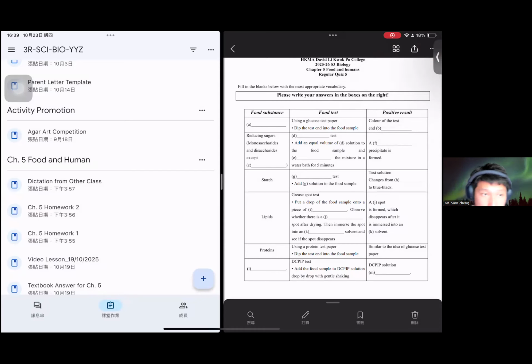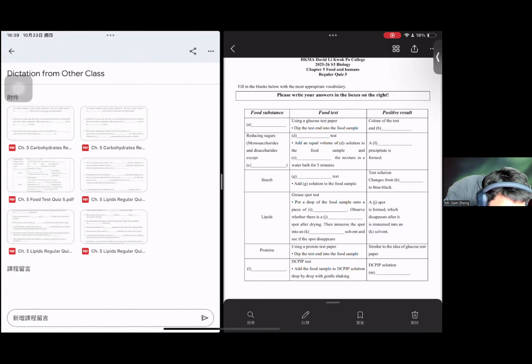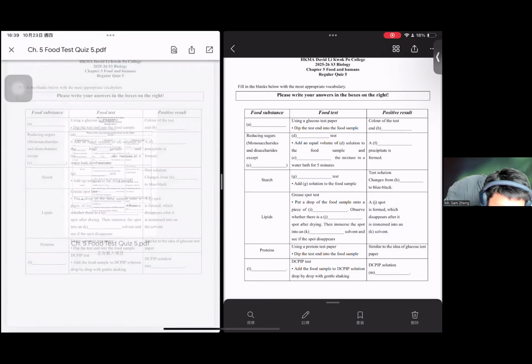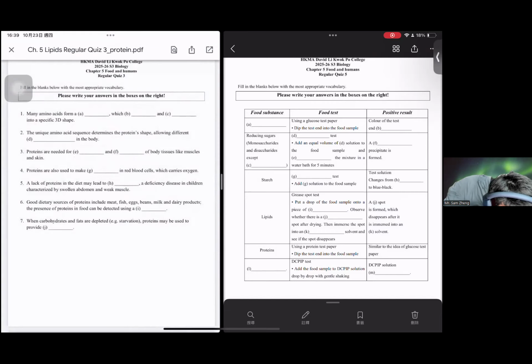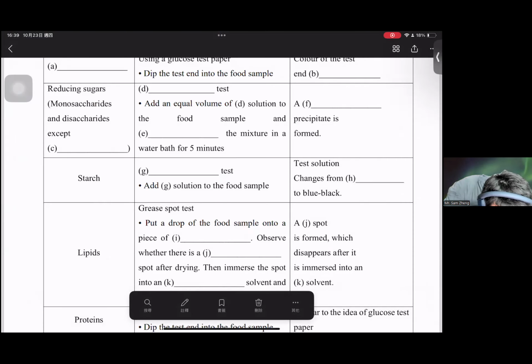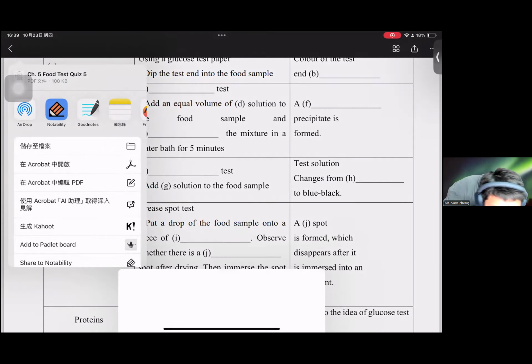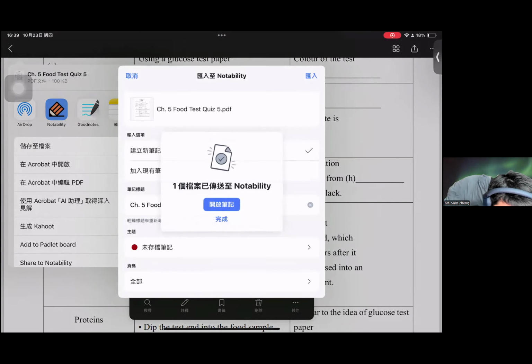So in this case, what I want you to do is to try to click on the dictation, and then you will see there is a chapter 5 first test, quiz 5. So this will be the quiz by the other classes. Once you click into it, you will go to here. Wait a second. In this case it will give you something like that. Please help me to import it into your GoodNotes classroom.